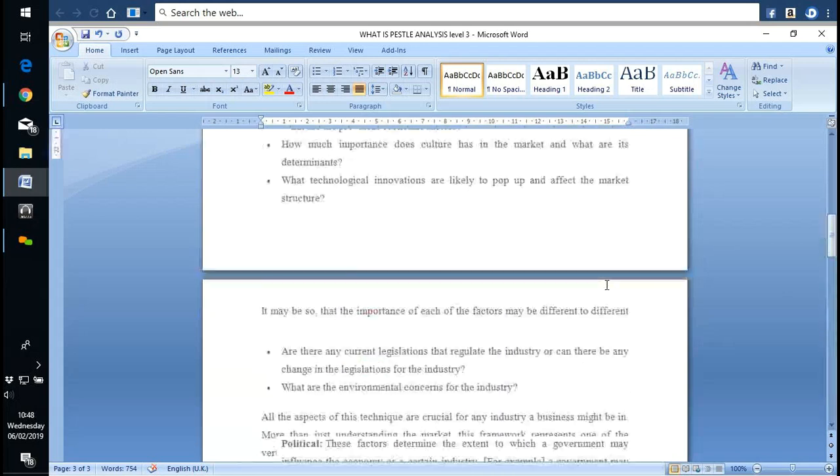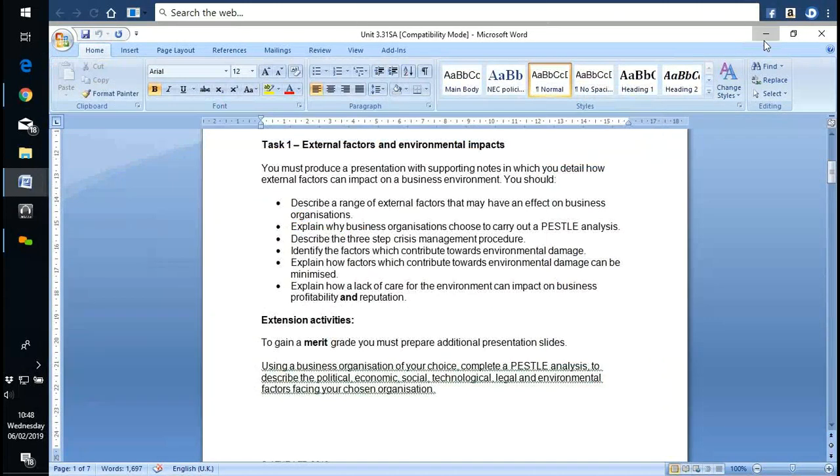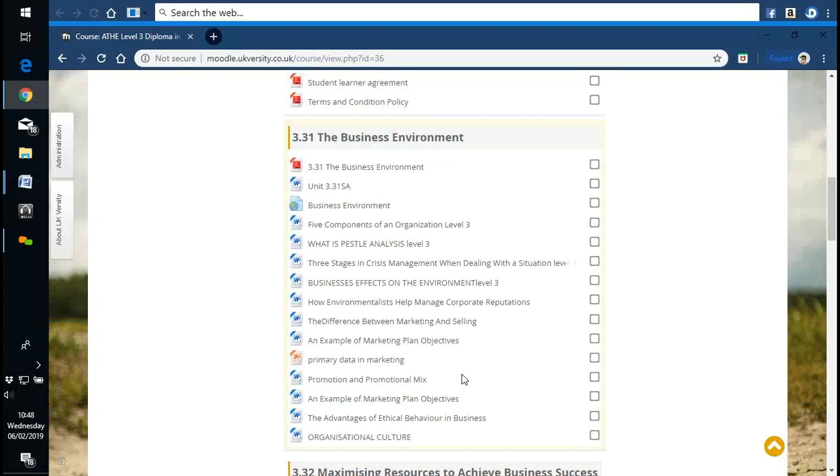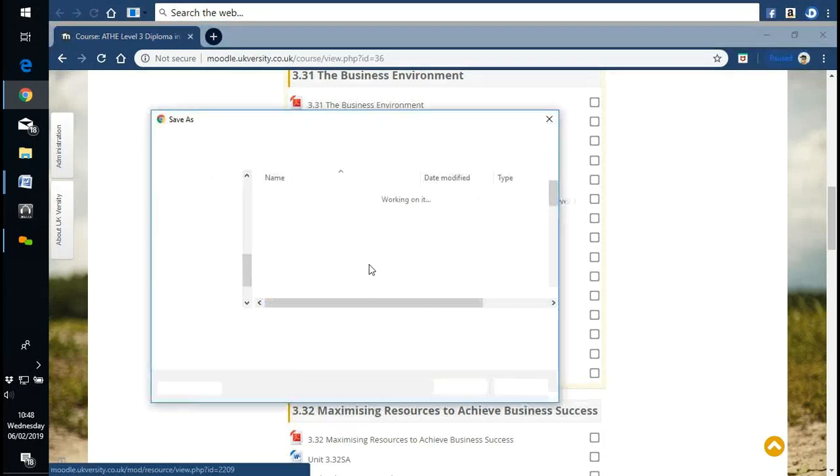The handout on there is very useful on that particular point. I've done crisis management. I've done the PESTLE. Yes, that's the last one on there I want to bring up.